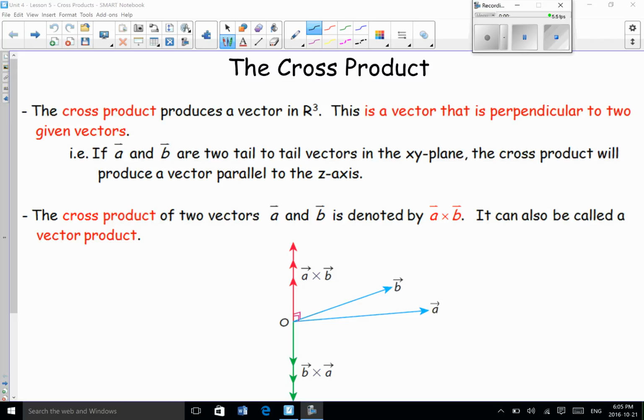In this lesson, we're going to take a look at cross products. Cross products is the idea of producing a vector that's perpendicular to two other vectors. This can only happen in R3, so everything we deal with today will be R3.